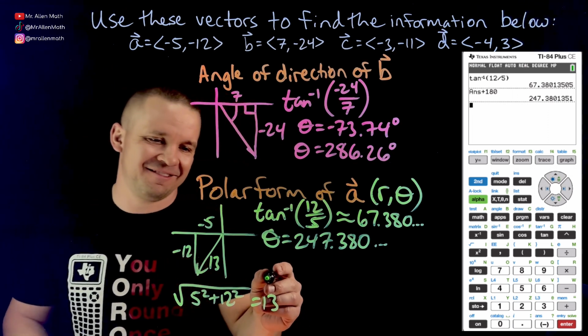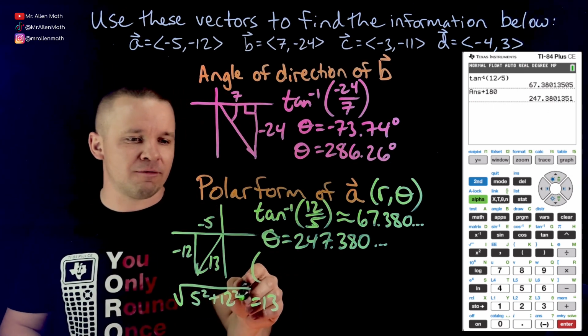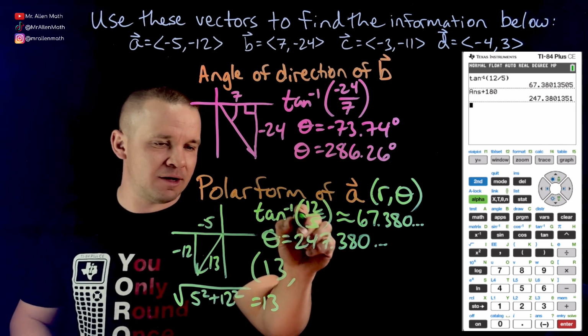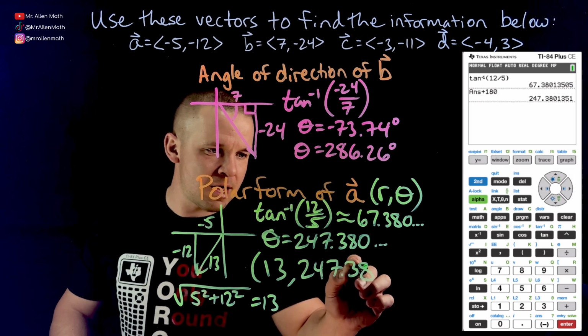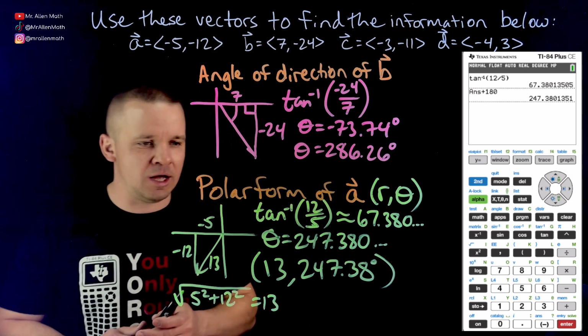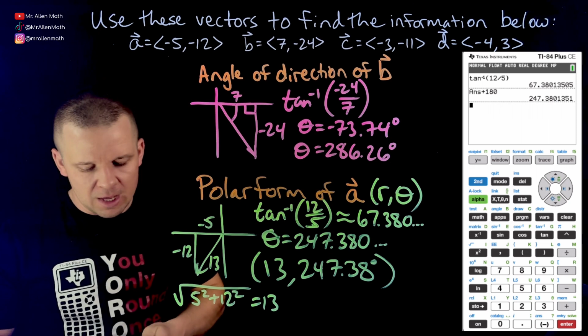This is a Dr. Seuss book, I don't know. All right. Radius 13, comma, theta 247.38 degrees. Done.